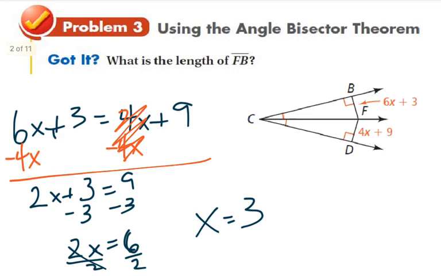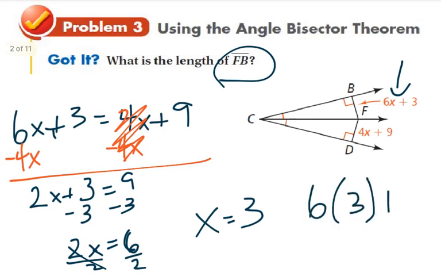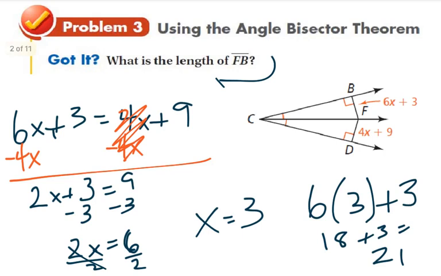They asked us for the length of FB. So we have to plug 3 back in for x here. And so I'm just going to go ahead and do 6 times 3 plus 3. Well, 6 times 3 is 18. Plus 3 is 21. So what I know is that line segment FB is 21. And if it's 21, so is this one 21, because they are congruent.